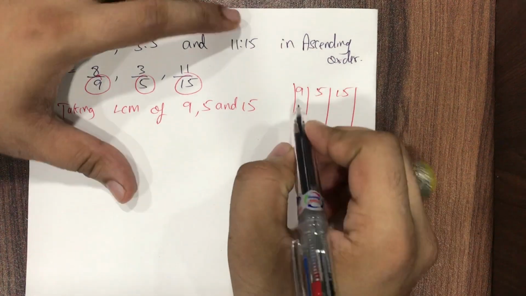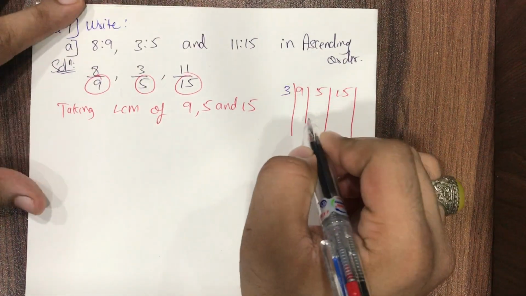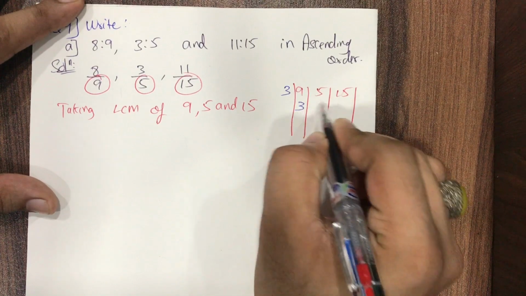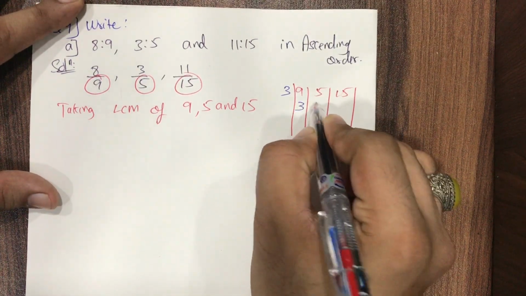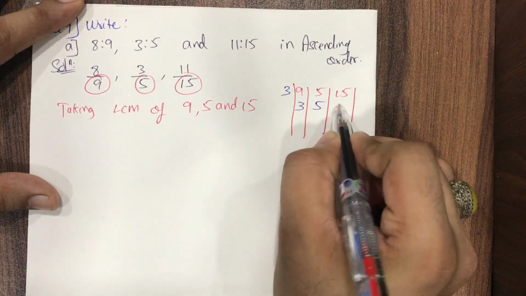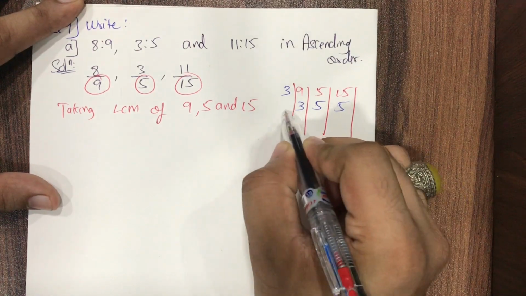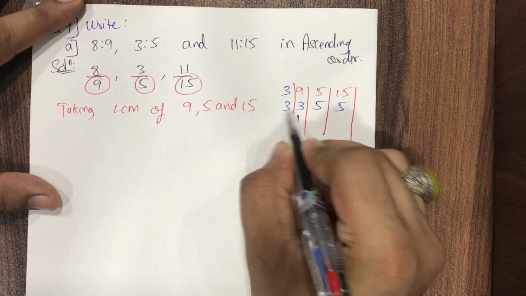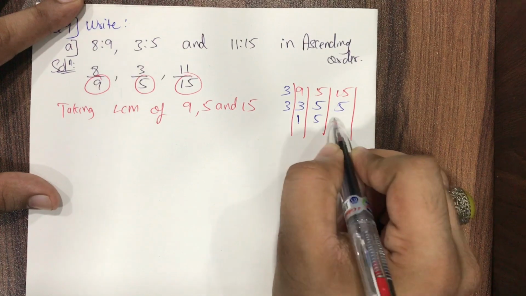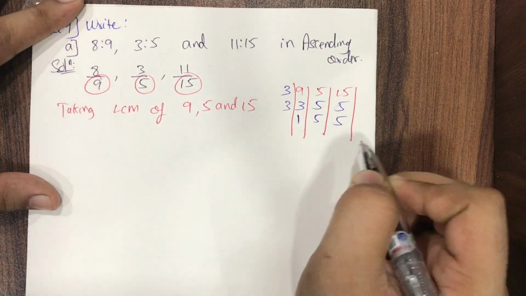I'll start with 3. Now 3 is in 9, but 3 is not going in 5, so 5 will be copied as it is. 3 5s is 15. Once again, 3 1s is 3. 3 is not going in 5, so 5 will be copied as it is.